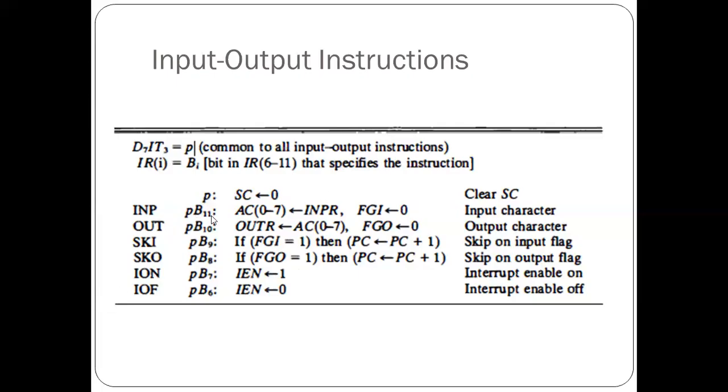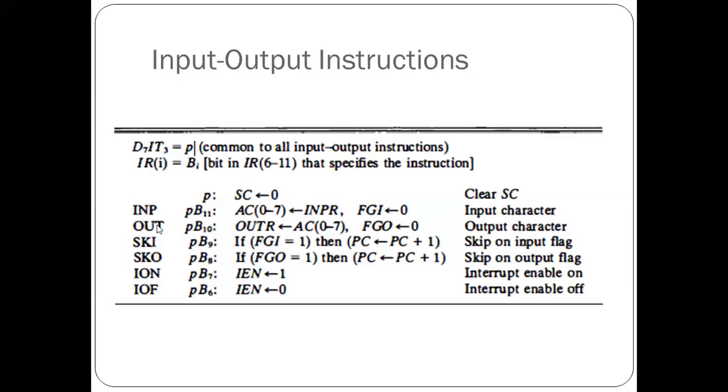If the B11 bit is 1, it means the operation is input character. It performs a read operation, so the character available in the input register is copied onto the accumulator. The accumulator is a 16-bit register, of which only the lower 8 bits are updated with the input register. Then the input flag is cleared, indicating that the input register is now empty, so it can accept a new character.